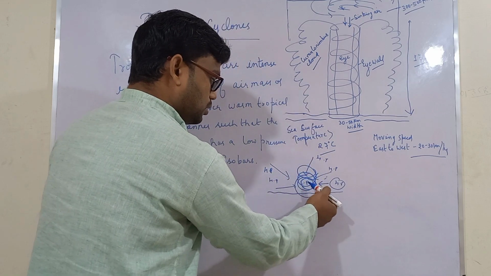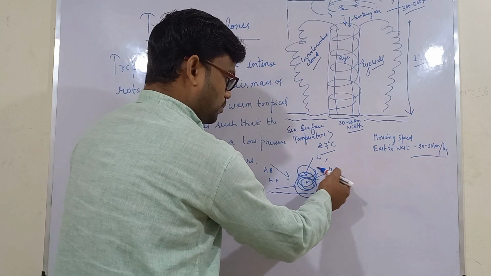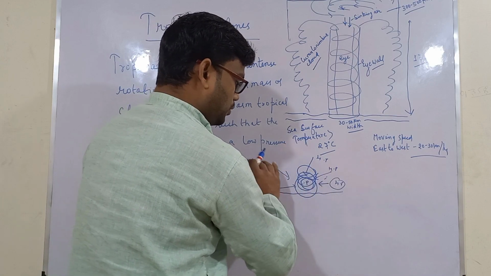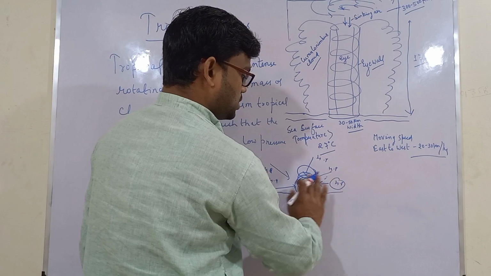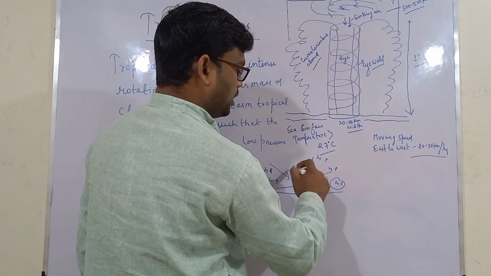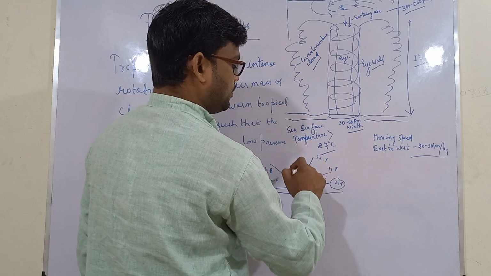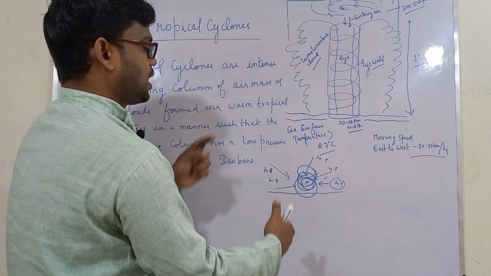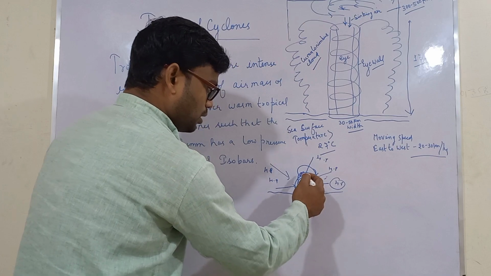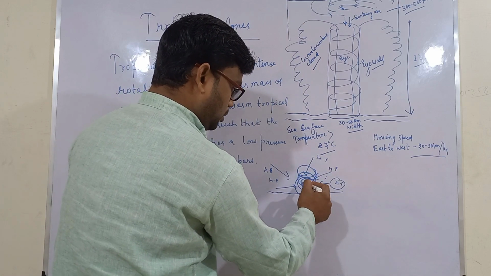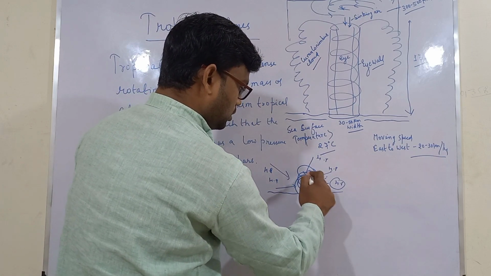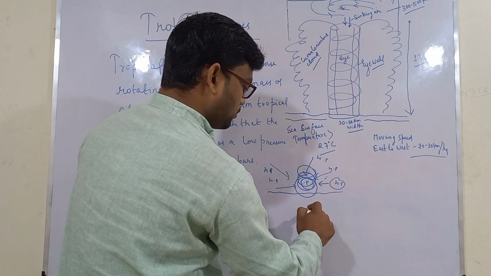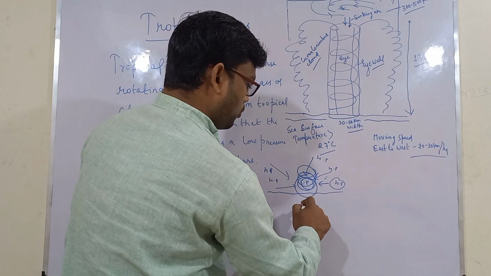Now, when all this air tries to move toward this low pressure region and converts into a rotating column of air, this leads to the formation of a tropical cyclone. Actually, what happens is that when this air starts converting into a rotating column, it will try to move upwards.